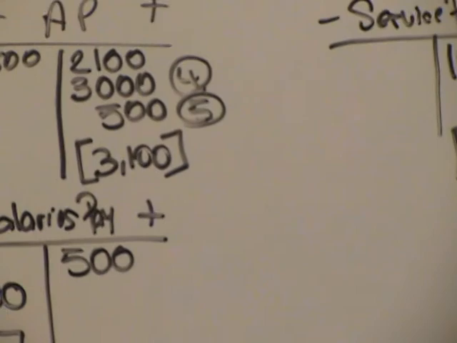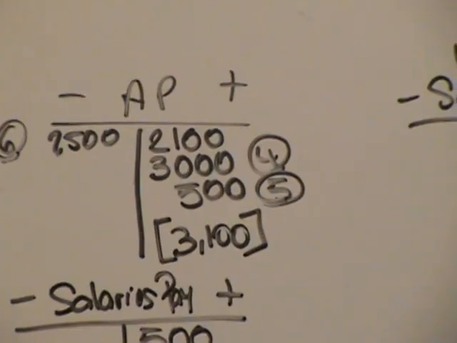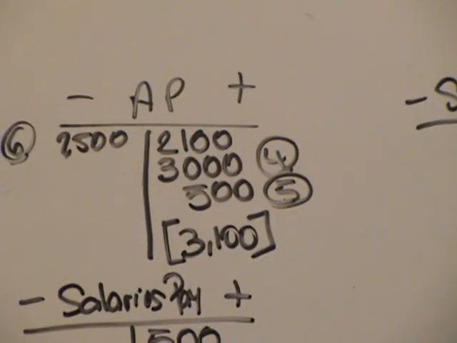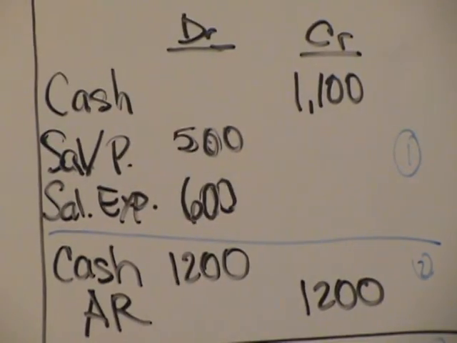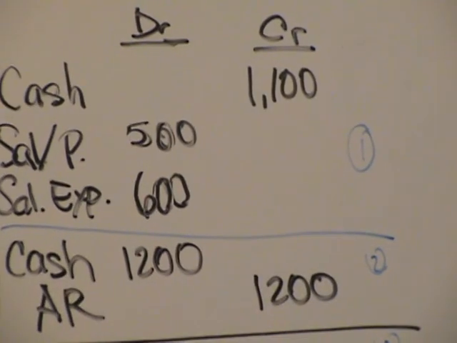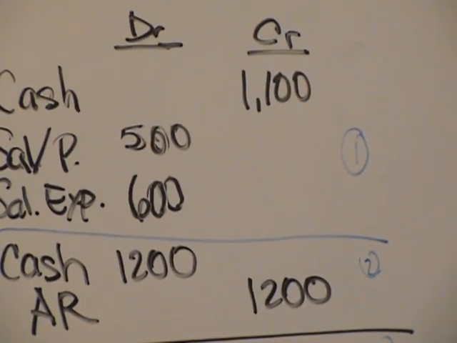And now on the other side, it's the natural balance. Notice that the natural balance of payables is on the right side, 2100 plus 3000 plus 500. So now she's going to make a trial balance.